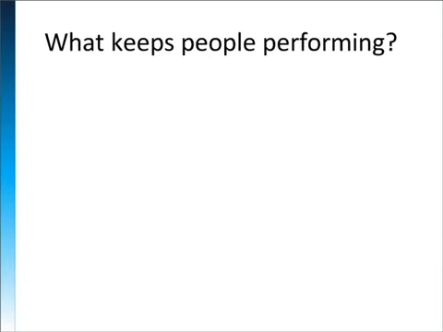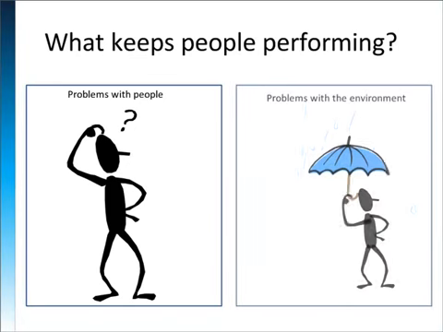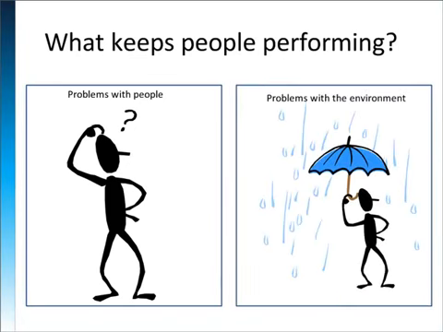What keeps people from performing as they should? Sometimes it's because of problems with the people themselves. People can have problems with a lack of skills, knowledge, and sometimes motivation. And sometimes it's problems with the environment. Problems with the environment can be to the organization, or perhaps it's incentives.